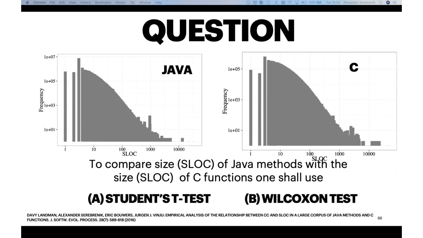Okay, so we have 2 people who say Student's t-test and 4 people who say Wilcoxon test. So I have to disappoint you. It's a Wilcoxon test. If you look at the data, if you look at the axis, it's all logarithmic scale. So this means that our distribution is very, very far from being normal. It is completely skewed. So the assumptions of the Student's t-test would not be satisfied, and we need to use a Wilcoxon test.